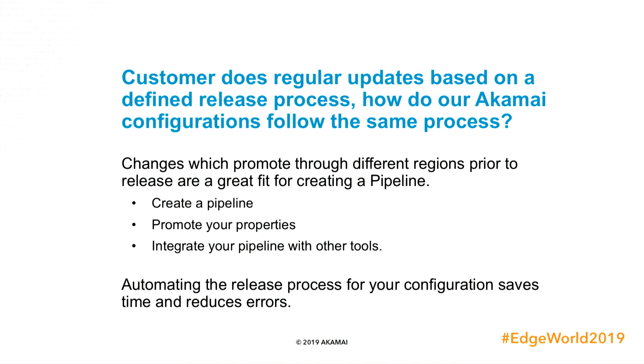Today, if you're doing this, you're probably doing it one of two ways. You're going into the UI, and when you make a change, you have to make it to each individual configuration. So you're going to go in, change your dev configuration, push it, and test it, and then you're going to go in, modify your QA configuration, push it, and test it.